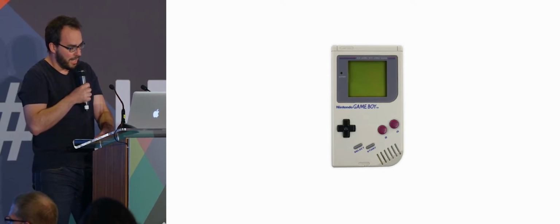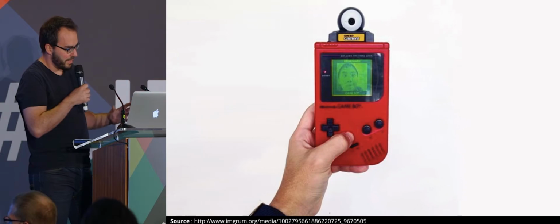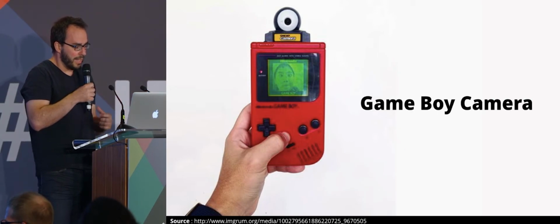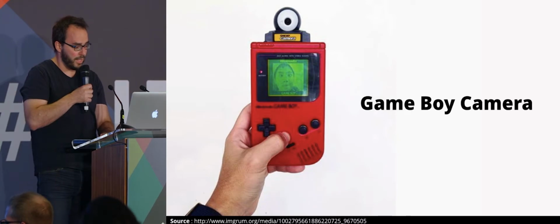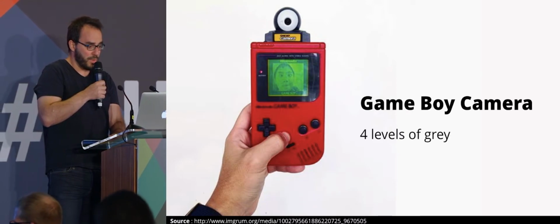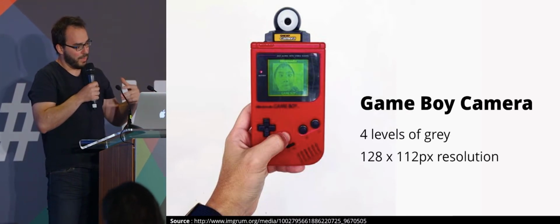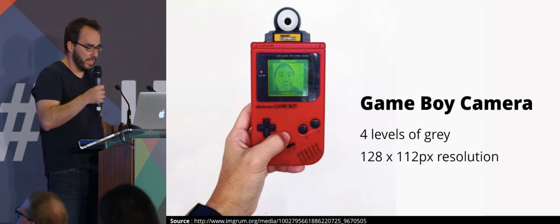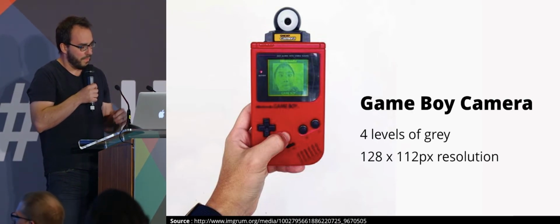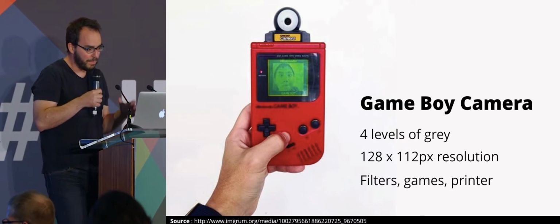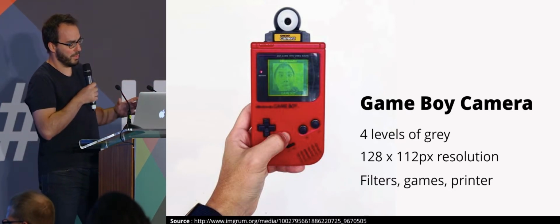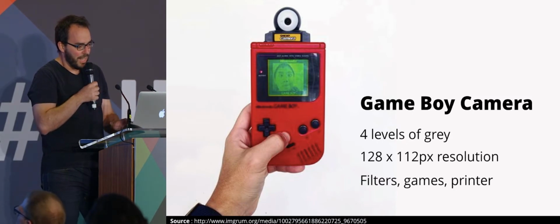And in 1998, Nintendo released this, the Game Boy camera. It was a digital camera mounted on a Game Boy cartridge that could take pictures with 4 levels of gray, up to 128 by 112 pixel resolution, and it was complete with filters, games, and compatible with the Game Boy printer. Basically, this turned the Game Boy into the ultimate selfie machine.